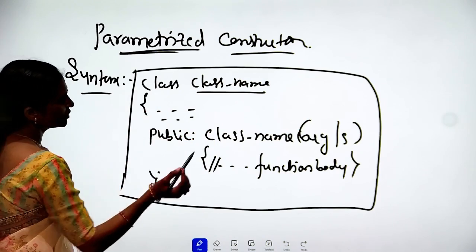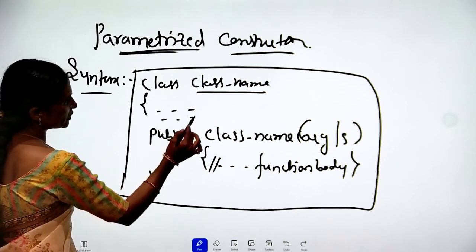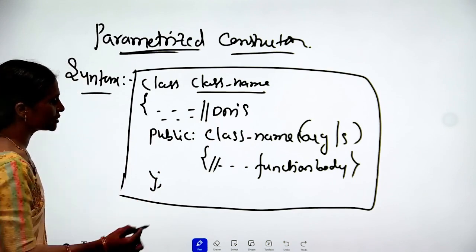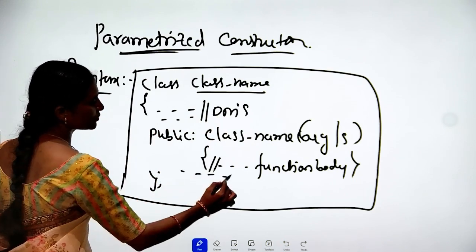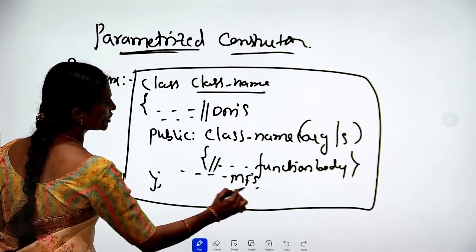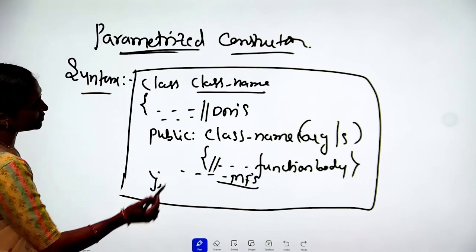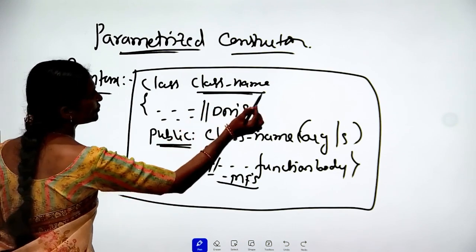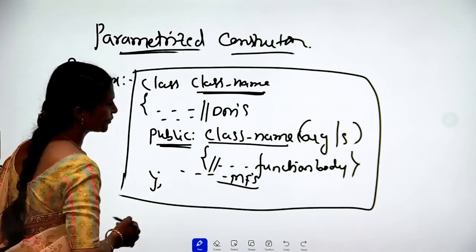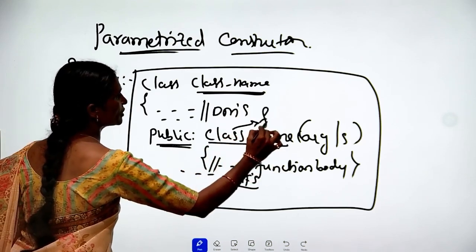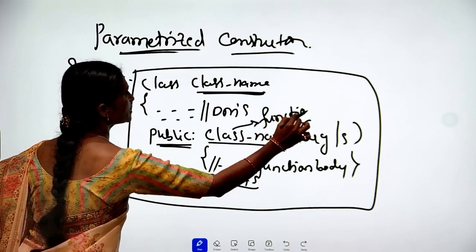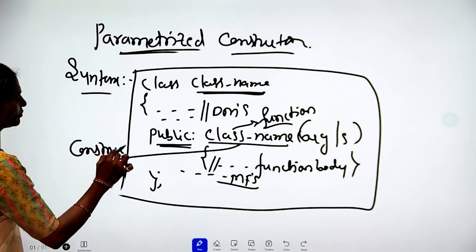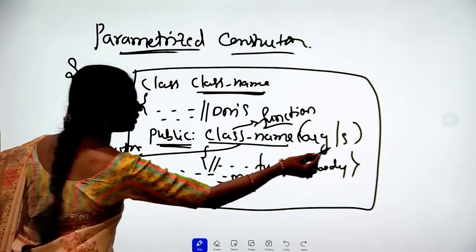Class is the given name of the class. Then these are the data members. You can have a number of data members here, and a number of member functions over here. The parameterized constructor needs to be declared in the public section of the class, and this is the name of the function. What does the constructor contain? Arguments.